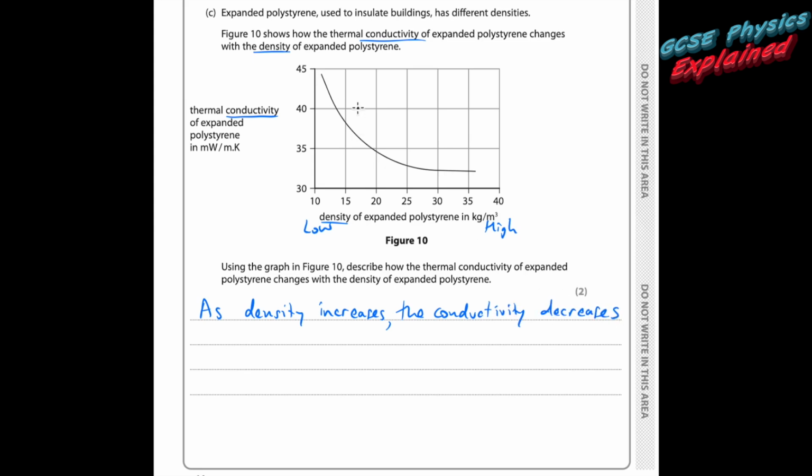And whenever it's not a straight line, so whenever it's a curve, doesn't matter which way it curves, you see it's non-linear. If it was a straight line, you'd say linear.